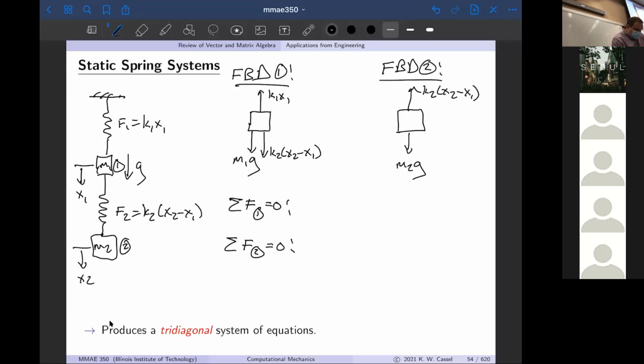So for the free body diagram number 1, for the top mass M1, we have K1 X1, that's up, so it's plus, minus K2 times X2 minus X1, minus because it's down, minus M1G, and that has to sum to 0. Static, not moving, sum of the forces is equal to 0. Similarly, for free body diagram 2, we have the force up is K2 times X2 minus X1, and then minus M2G, because that's down, and that has to sum to 0.